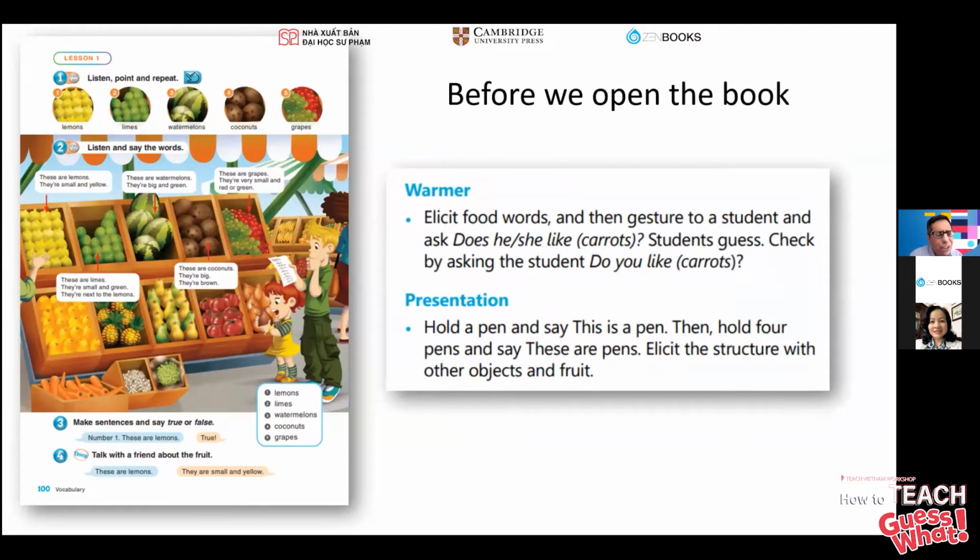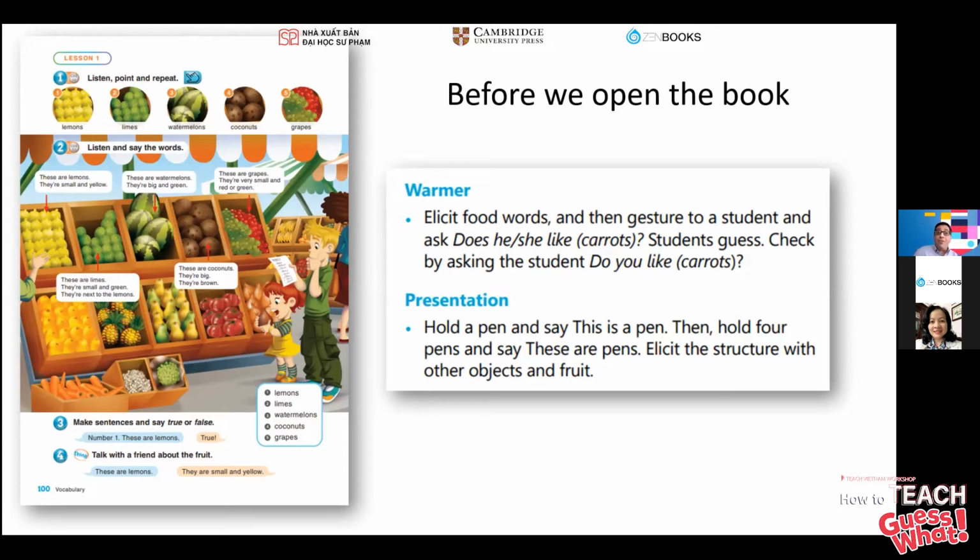And the lesson is not the book. The book is part of the lesson, but the book is not the whole lesson. There are things we do before we open the book. Things like elicit food words, pineapple. And then we can find a student and guess about them and say, okay, here's Twee in our class. Do you think Twee likes pineapple? And the other students guess. And then we ask Twee, do you like pineapple? And maybe Twee says, no, I don't. And we see if we were right or wrong.